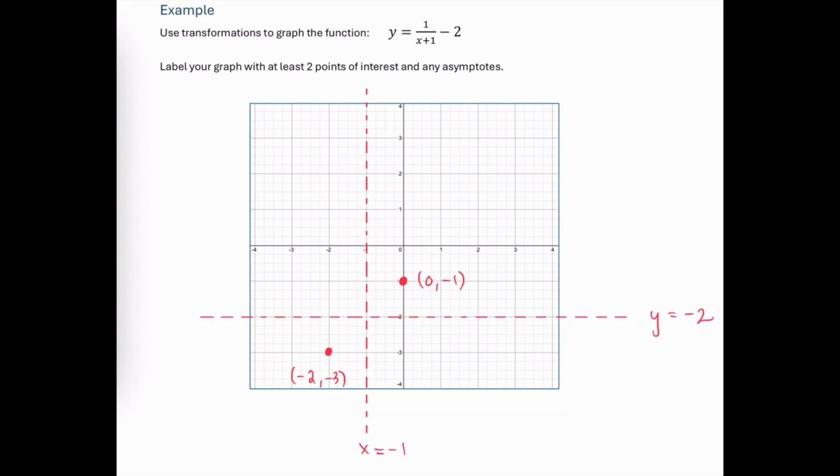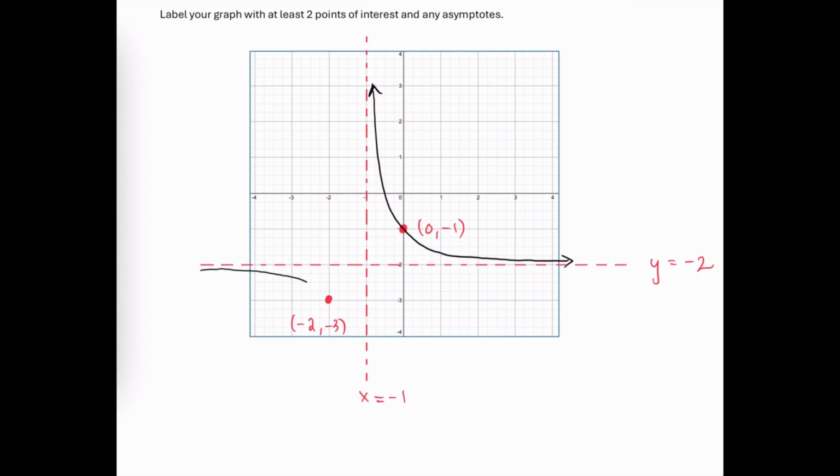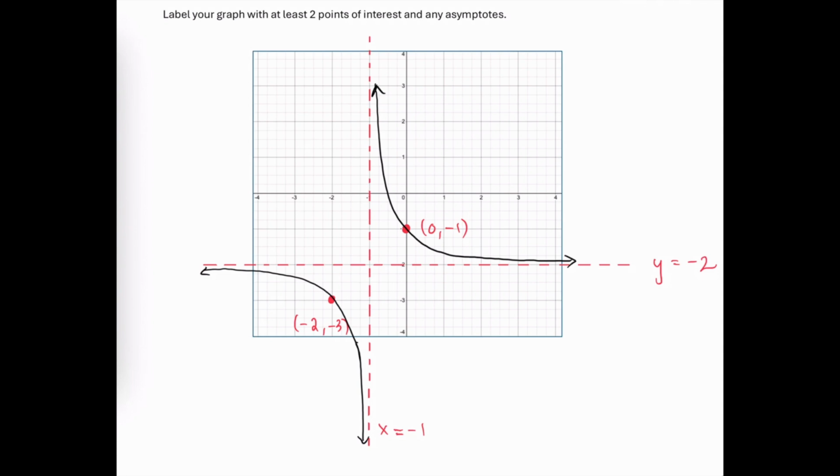So now we connect these dots by approaching the asymptotes, passing through these points of interest, and then approach the horizontal asymptote. Again, we get infinitely close to the asymptotes, but we never actually arrive there. Approach the asymptote, pass through the point of interest, and approach the asymptote. And this would be our final answer with clearly labeled points of interest and clearly labeled asymptotes, which meets the directions requirement.